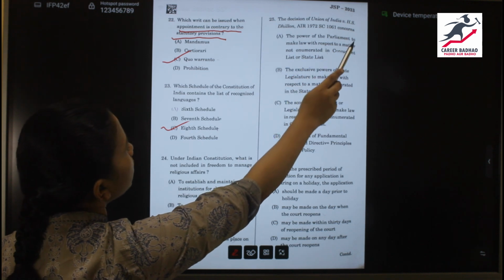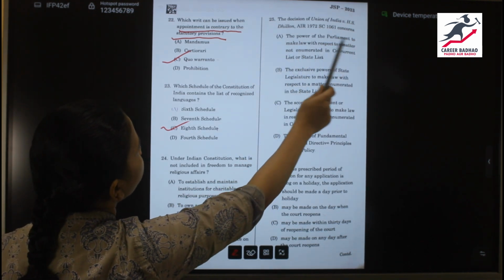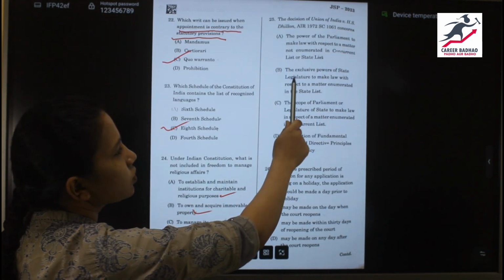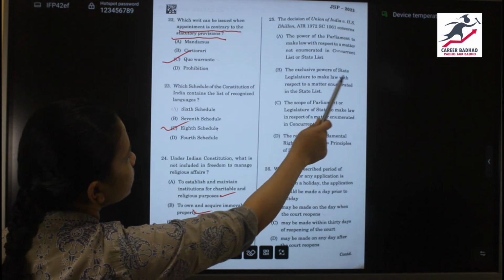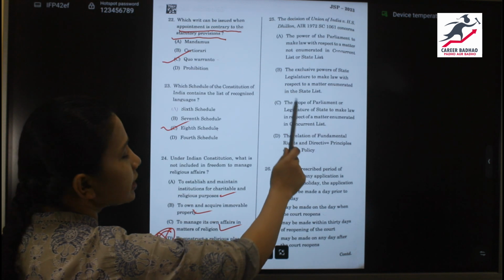The decision of Union of India versus H.S. Dhillon concerns the power of the Parliament to make law with respect to a matter not enumerated in the concurrent list or state list. Option B: the exclusive powers of the state legislature to make law with respect to a matter enumerated in the state list. No.